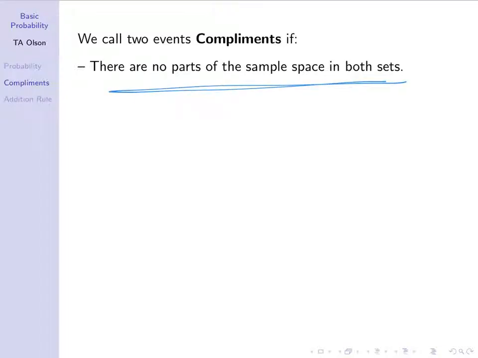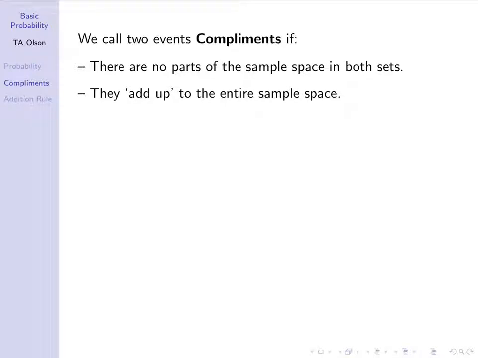So we just saw an example of something that is our complements. We call two events in the sample space complements if there are no parts of the sample space that are in both sets. There is not a card that is both a face card and not a face card. And we also need that these two things add up to the entire sample space. So I either draw a face card or I draw something that is not a face card. Those two things add up to the entire sample space.